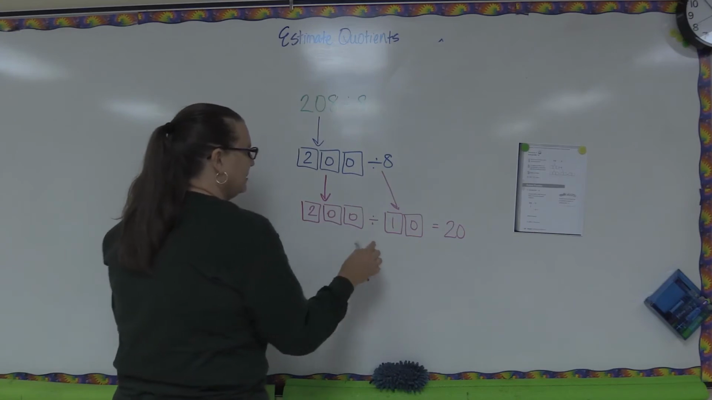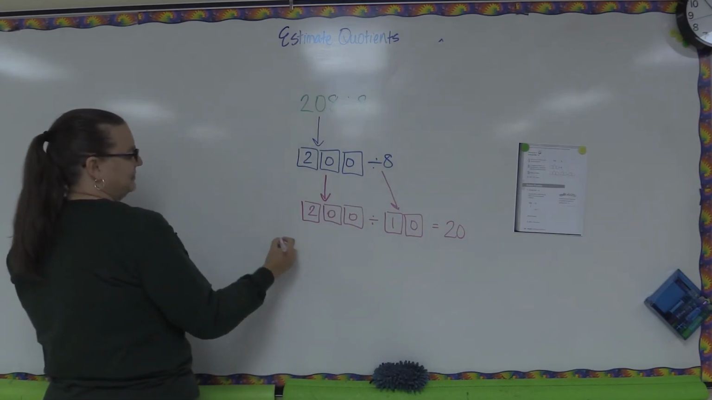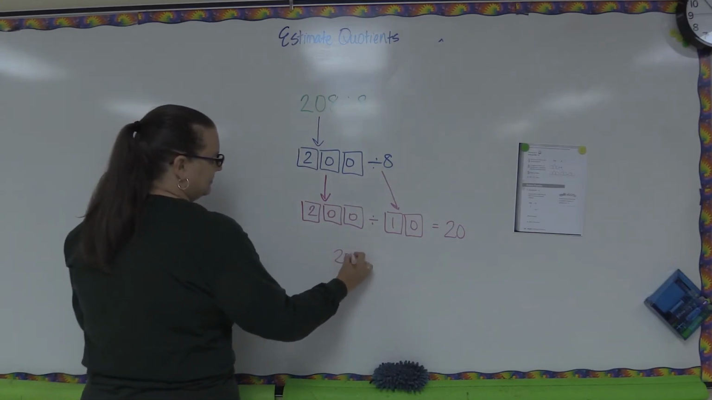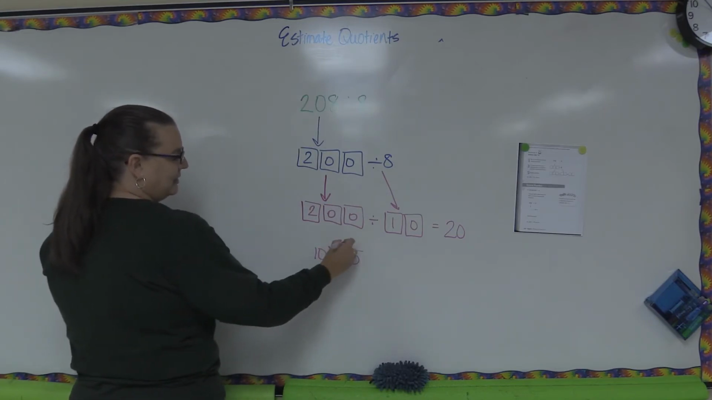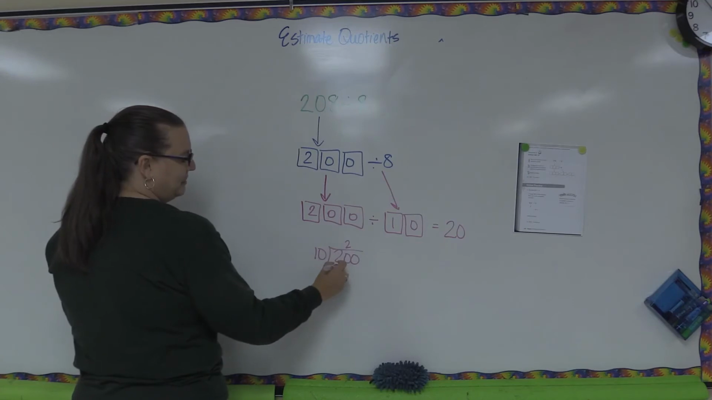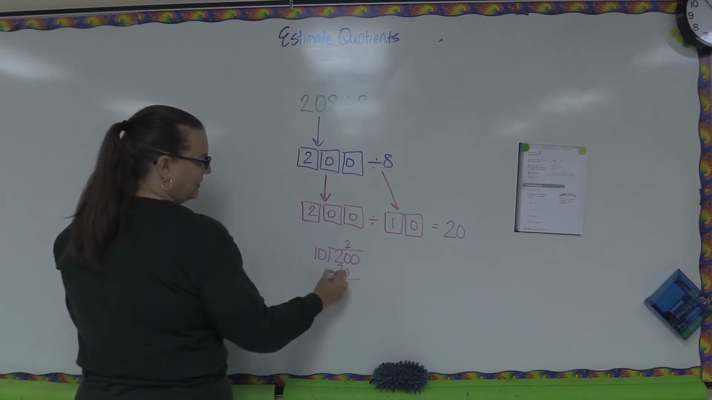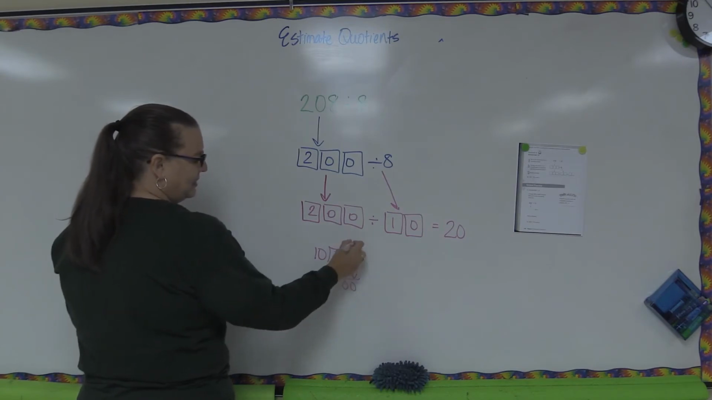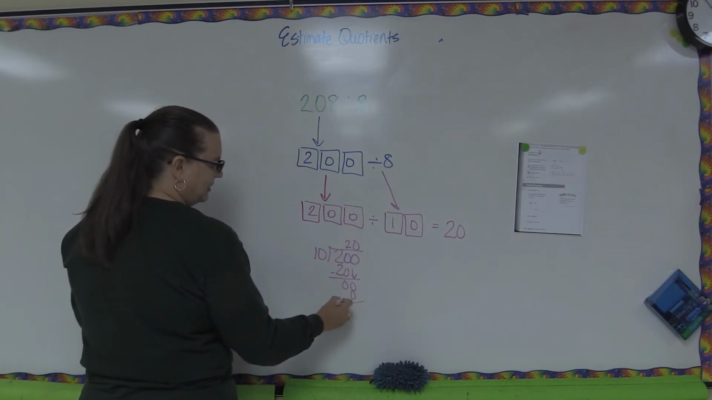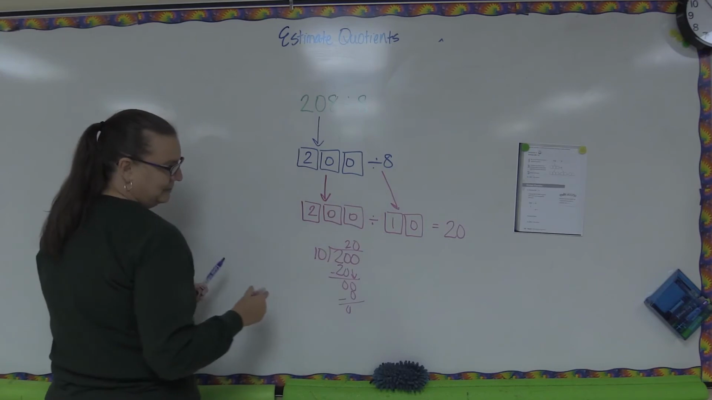So let's take 200 and divide it by 10. How many 10s fit into 20? 2 of them. 10 times 2 is 20. Bring down your 0. How many 10s fit into 0? 0. So here we end up with 20, right?